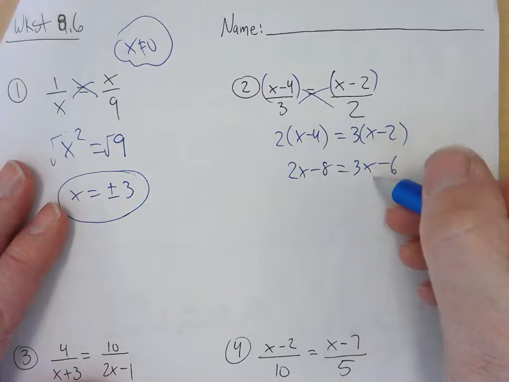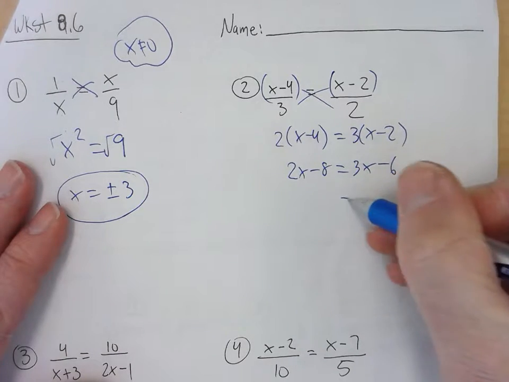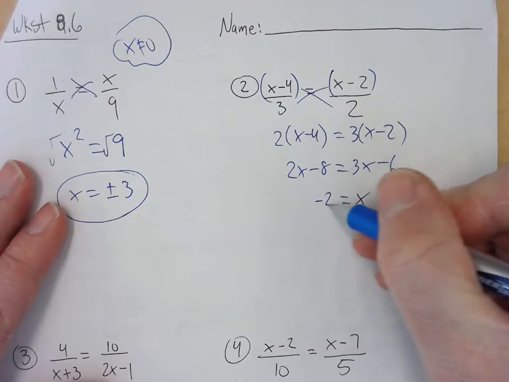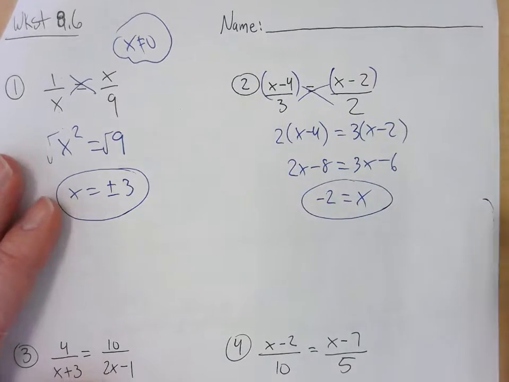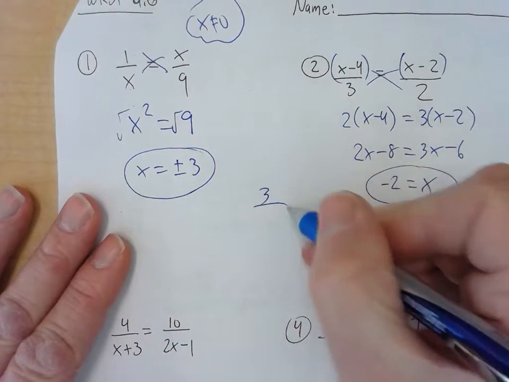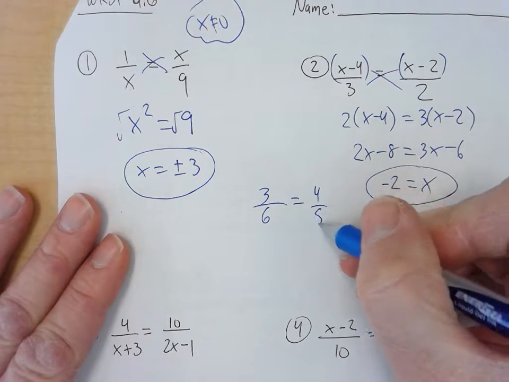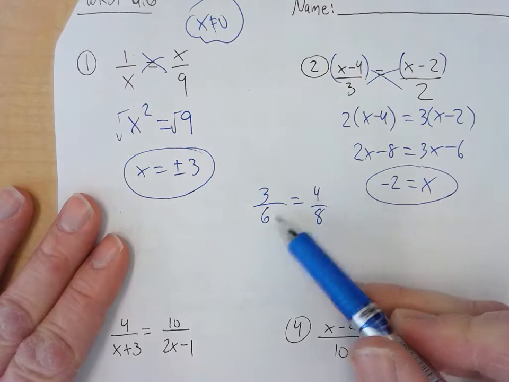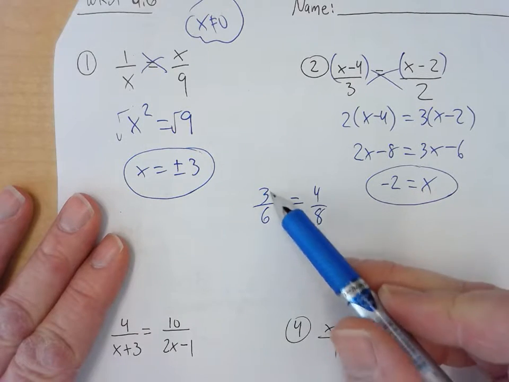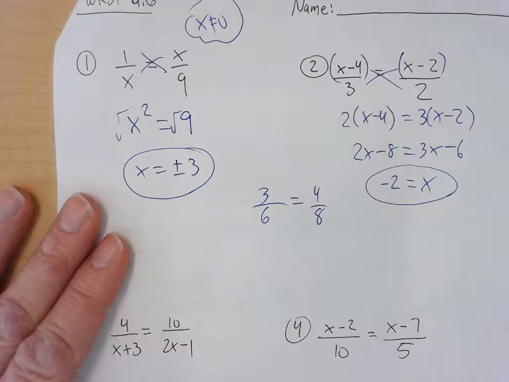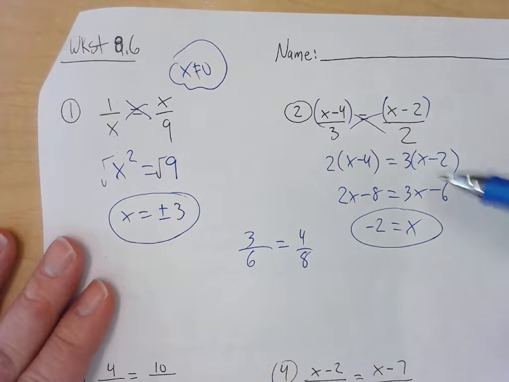Okay, get the x's on the same side, so I'm going to subtract the 2x over and get x. I'm going to add over the 6 and get negative 2. So x is negative 2. And again, the diagonals of a proportion are always equal. So that's 1/2, and then 4 out of 8 is 1/2. So if you multiply this times this, you get 24, and that times that is 24. So the diagonals of a proportion are always equal. So that's how we solve these, we just cross multiply.